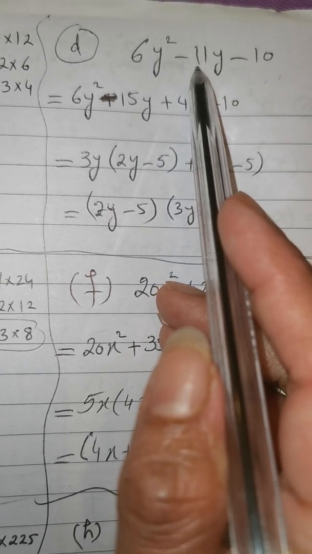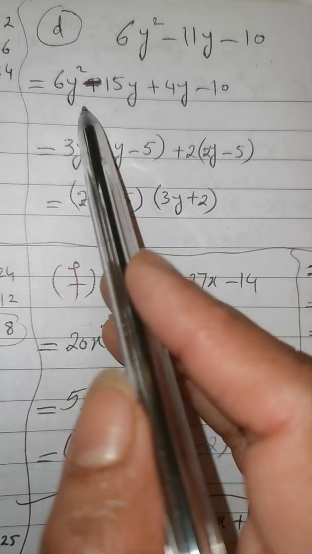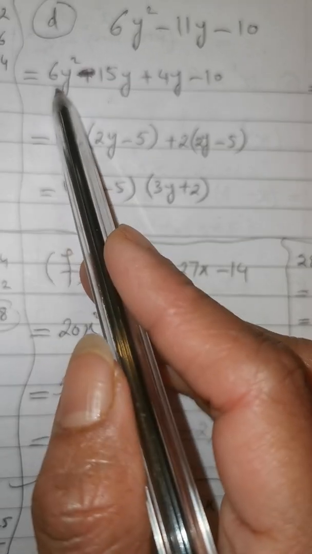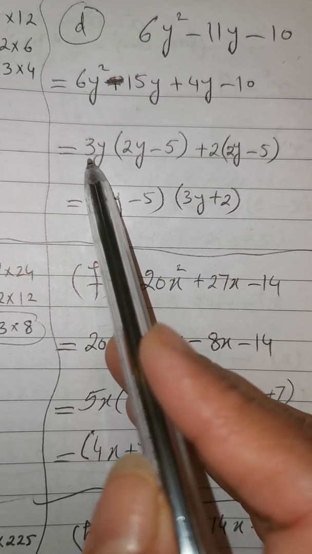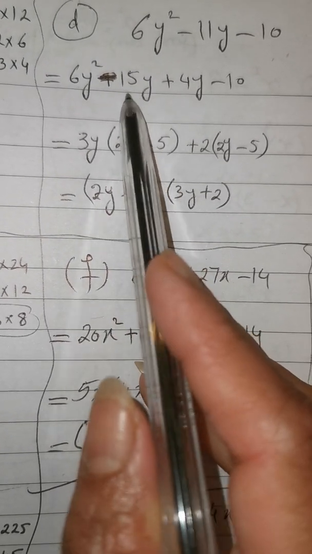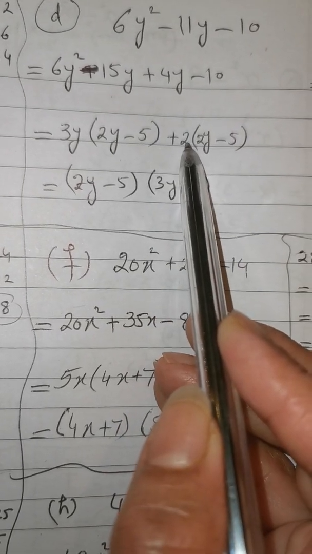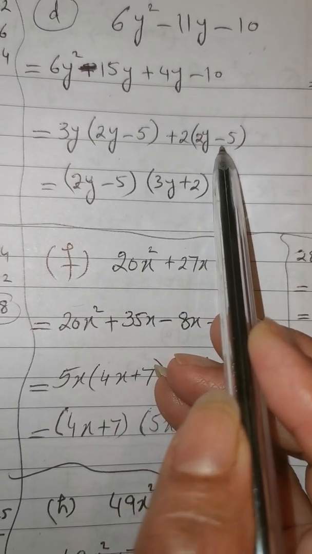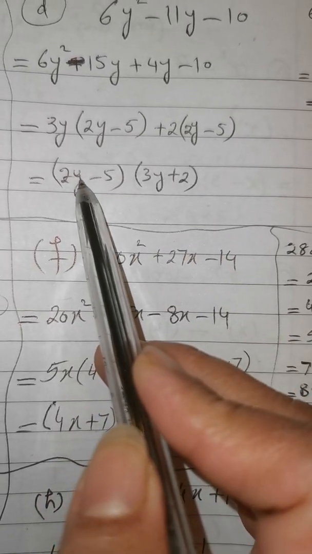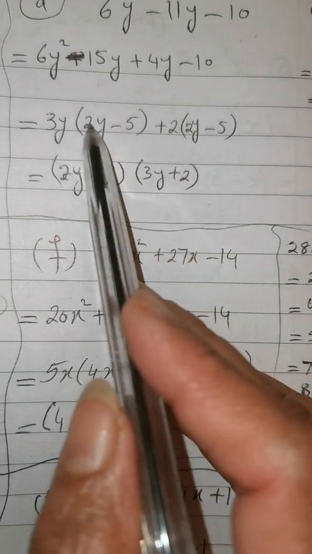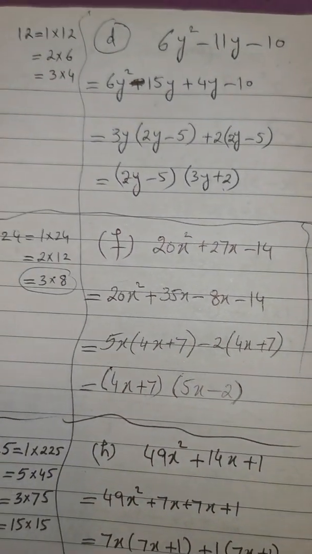So I split minus 11 into minus 15 plus 4. Then I take common from the first pair. 3y is common, so I have left 2y minus 5 here, and in the second pair I will take 2 as common. I have left 2y minus 5. From both of these I will take 2y minus 5 again common, and I have left 3y here and plus 2 here. So in this way you can solve this question.